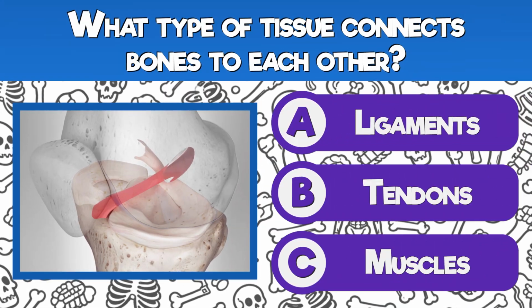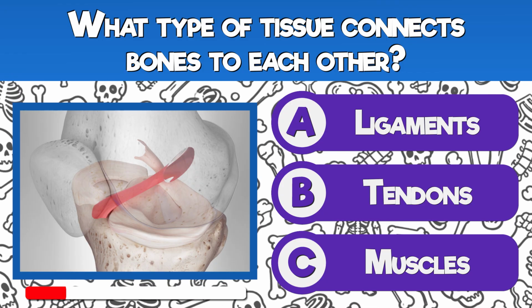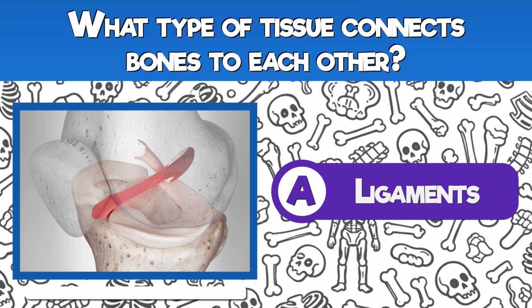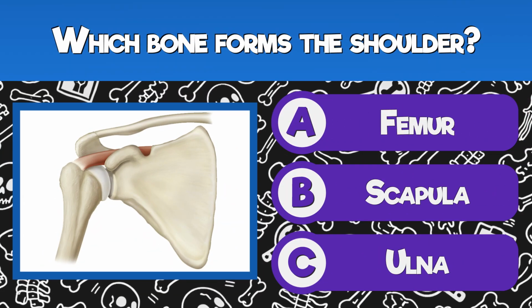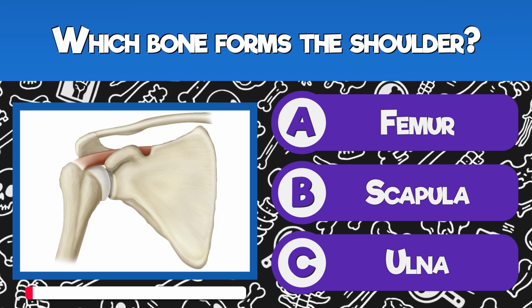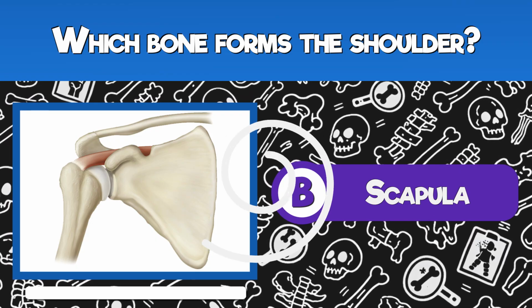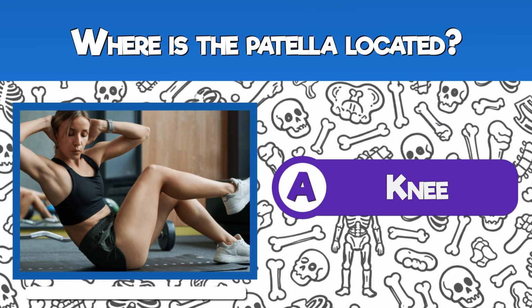What type of tissue connects bones to each other? Ligaments. Which bone forms the shoulder? The scapula. Where is the patella located? In the knee.